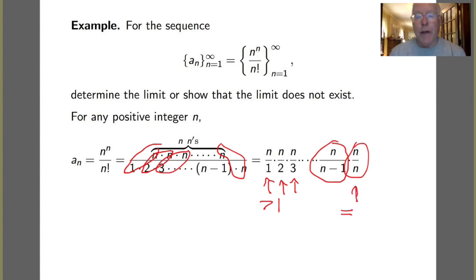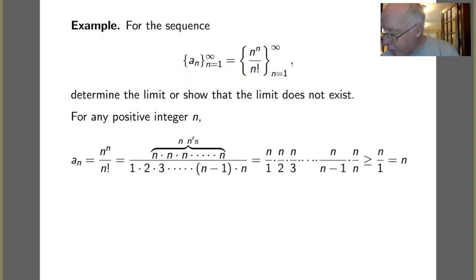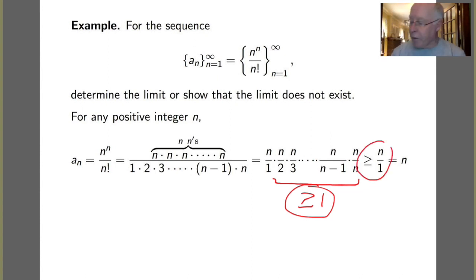But in particular, if we were to cross out some of these fractions, we'd be getting something that is smaller. Okay? So that's what the next step shows us, that by noting each of these things is bigger than or equal to 1, that means the whole product is bigger than or equal to 1. So if we were to drop that, cancel that, we get something smaller, n over 1, which equals n. So that tells us a sub n is going to be bigger than or equal to n. And it's actually much bigger than n, but that's enough for our purposes.